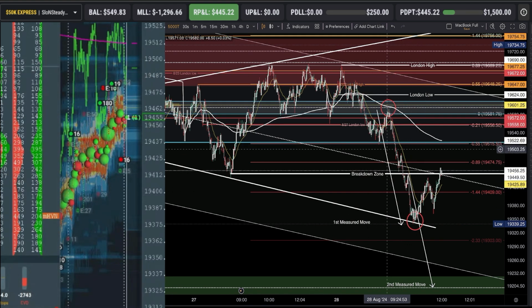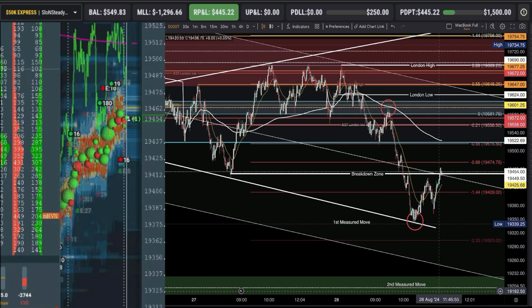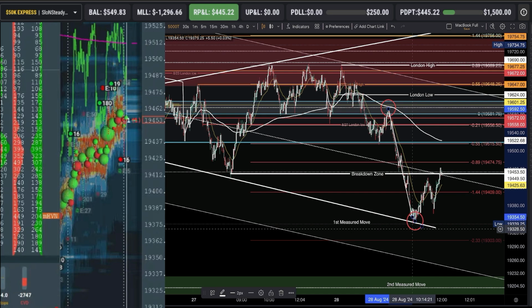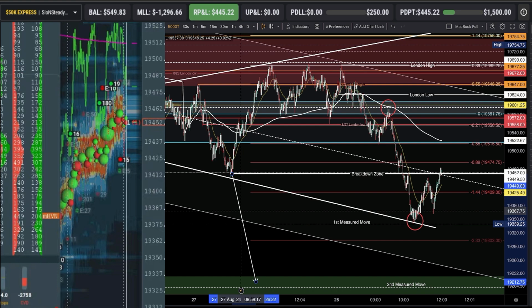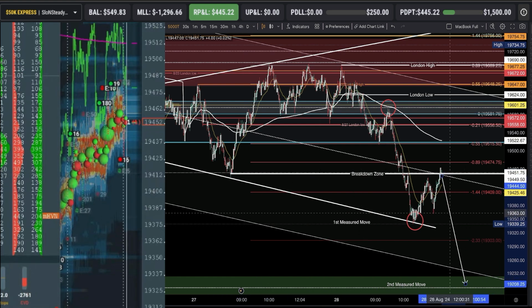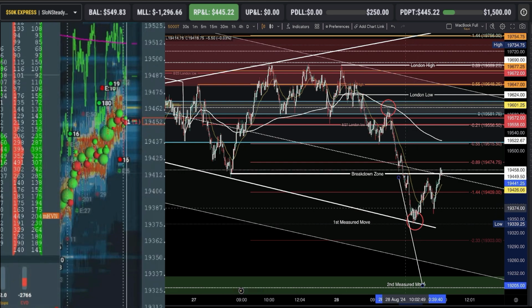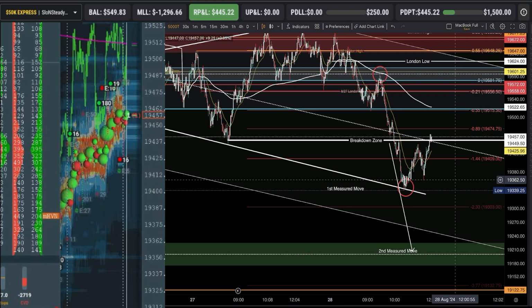So what I did was I grabbed the arrow tool, and we'll just redraw this. Grab the arrow tool and mark that top. We've found a bottom here. That's one move, right? So from here, we can take that measured move, look at the breakdown zone level, and if price tests that and fails, we're essentially going to see a move lower. That should be the same measured move.